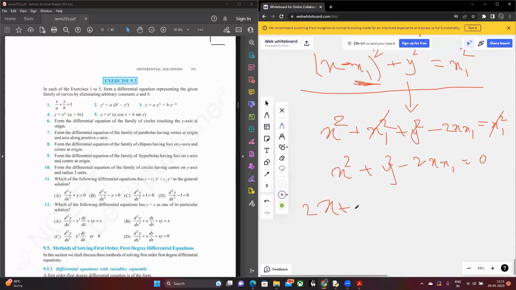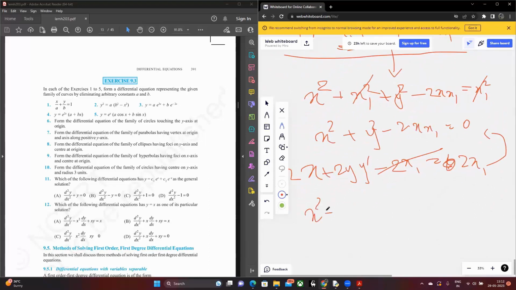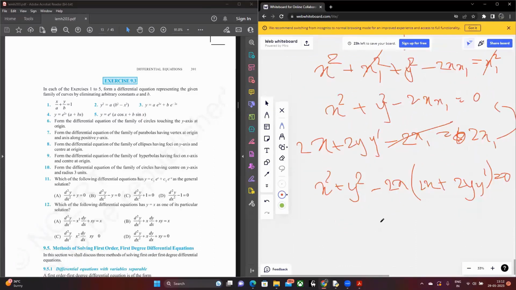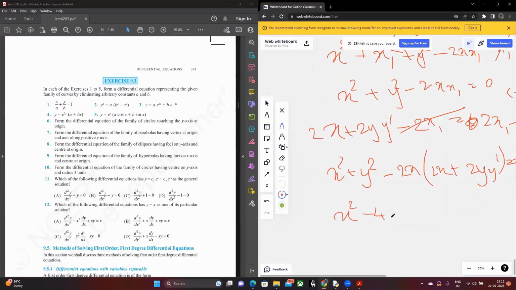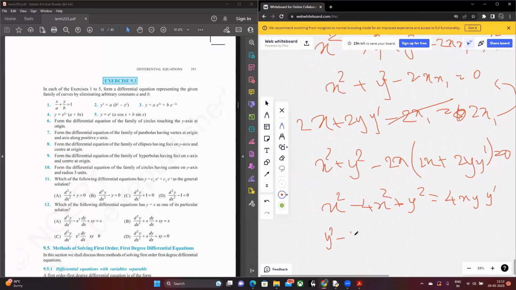Differentiate to get 2x plus 2yy' minus 2x1 equals 0, right? That means I'll bring this to the other side: 2x1 equals 2x plus 2yy'. Substituting this in, we get x squared plus y squared minus 2 times x into (2x plus 2yy') equals 0. That means x squared minus 4x squared plus y squared equals 4xy', right? And so y squared minus 3x squared equals 4xy'.